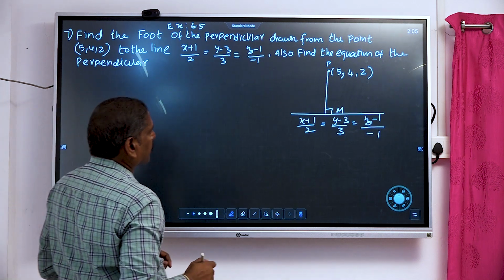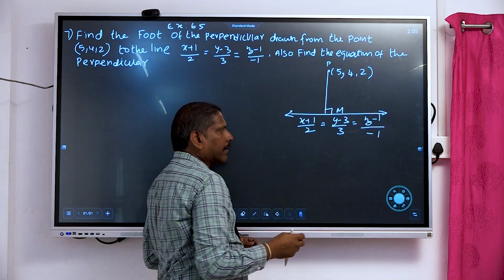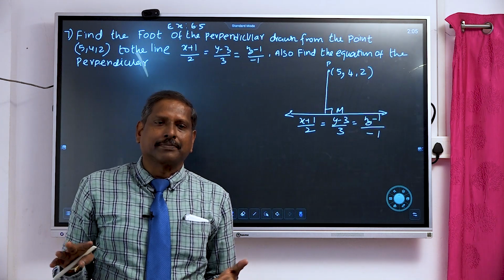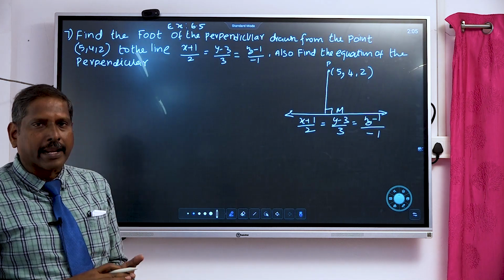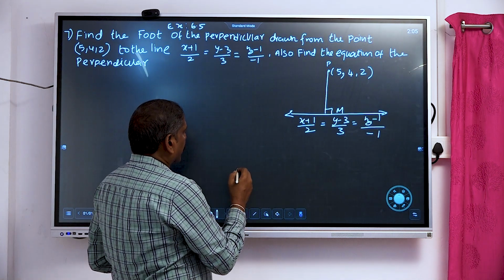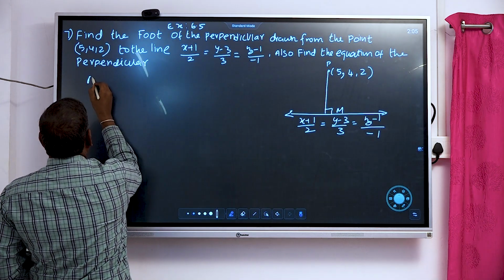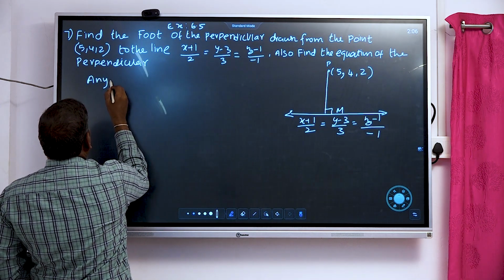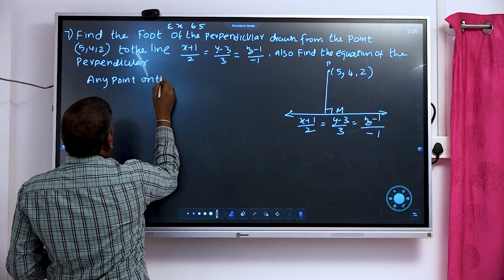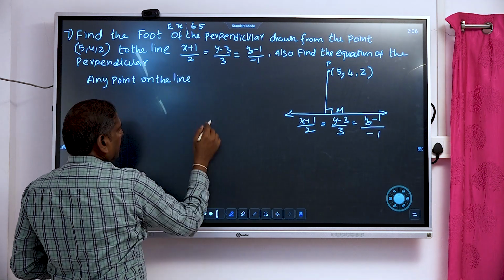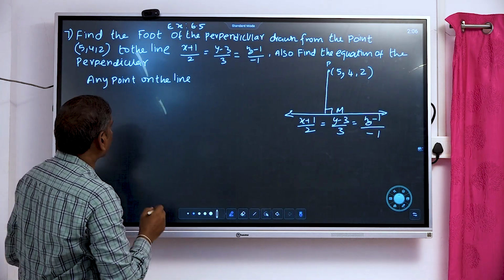So first thing you have to do, this is a given line, try to find any point on the line, children. You know how to get any point on the line? It's very simple. I am going to calculate any point on the line, called a moving point. This line is called a sleeping line, the horizontal line, where we are going to get any point on it.